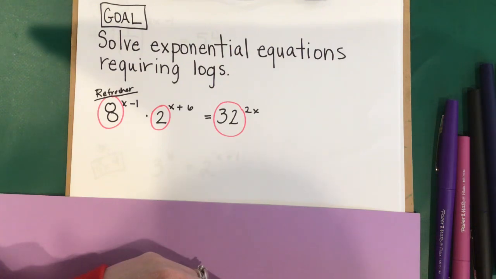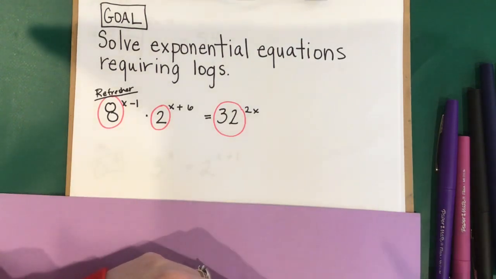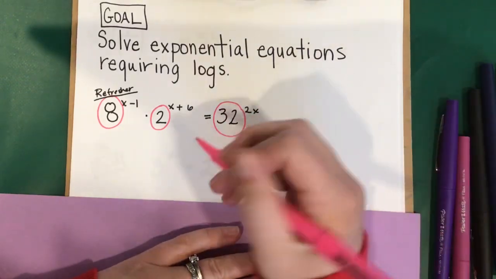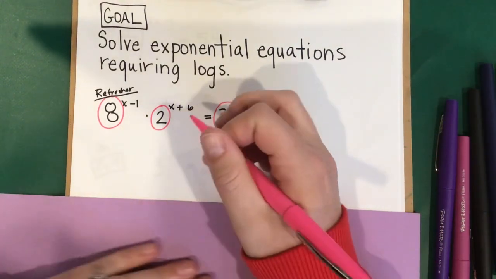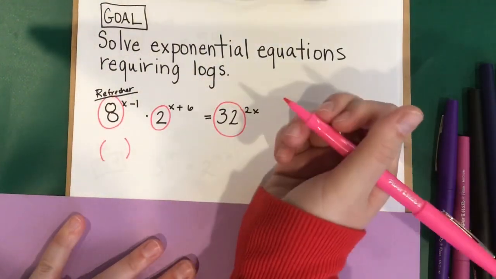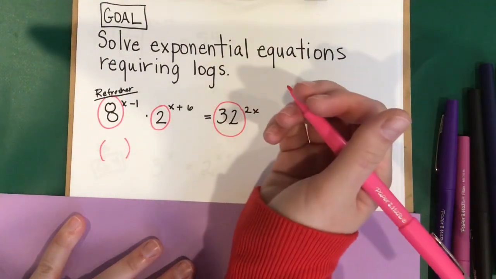What number can they all be rewritten as a power of? If you said 4, you are wrong. If you said 8, you're wrong. What we want to do is rewrite all of these as a power of 2. Now this one's already been done for us. So let's start over here. I'm simply going to take this 8 and rewrite it as a power of 2.